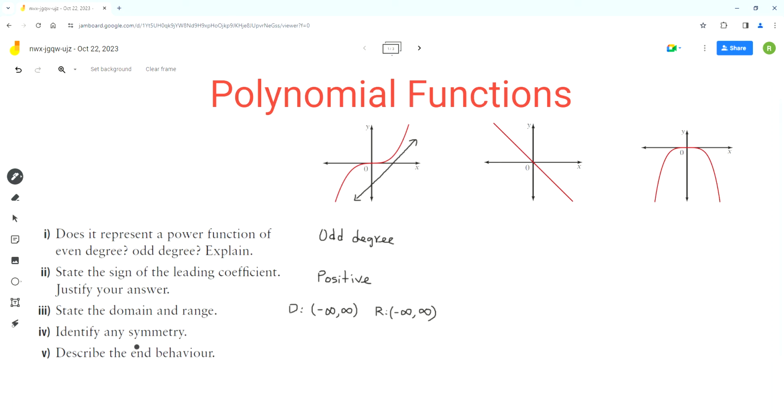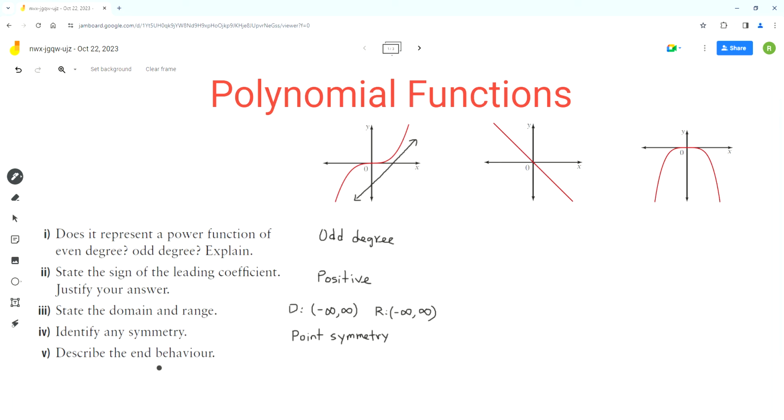Now we have to identify the symmetry. This graph has point symmetry, because if we rotate this graph about the origin 180 degrees, it will overlap the graph. It will come into the same position, or we'll get the same graph. That's why this graph has point symmetry. This is a very important concept you need to understand and memorize.